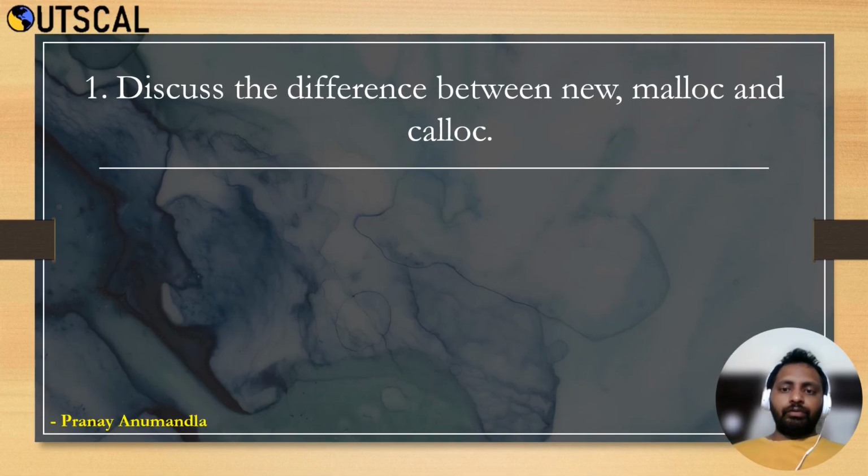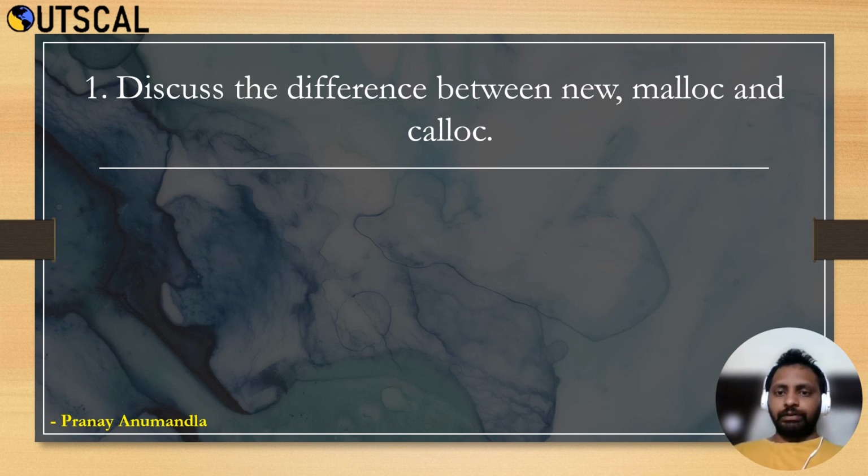The difference between new, malloc, calloc. All the three are memory allocation parameters. Like new is an operator keyword, and malloc and calloc are functions. New will be used for allocating memory for an object. It won't return any data type. When new is used, memory allocation will be done, and it will call the default constructor of the class.